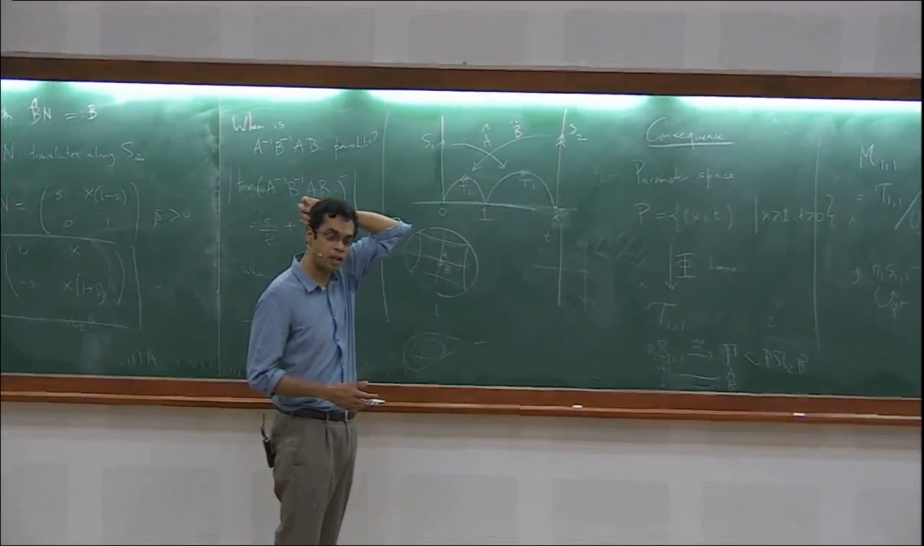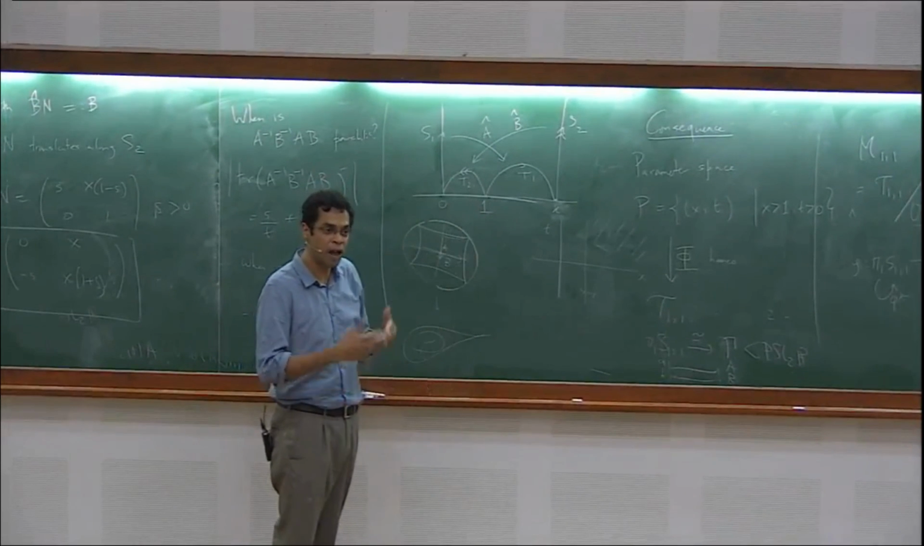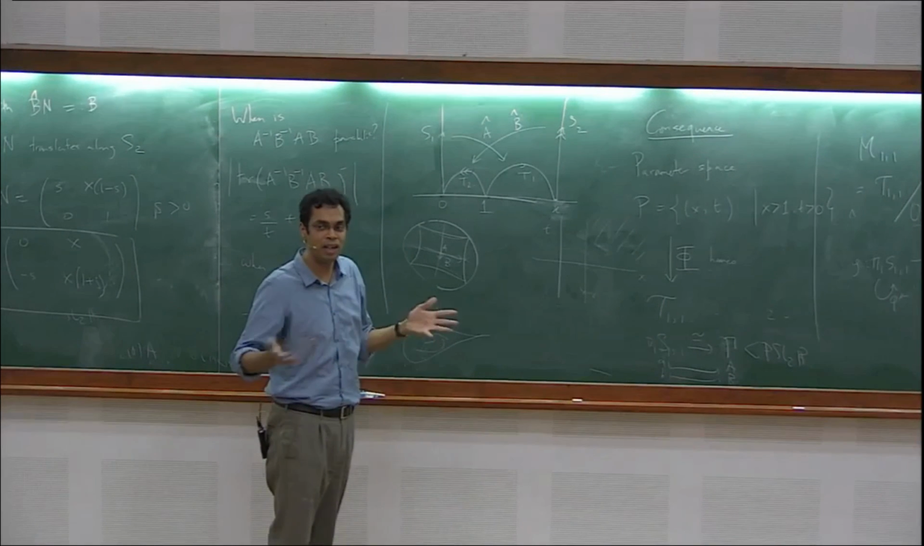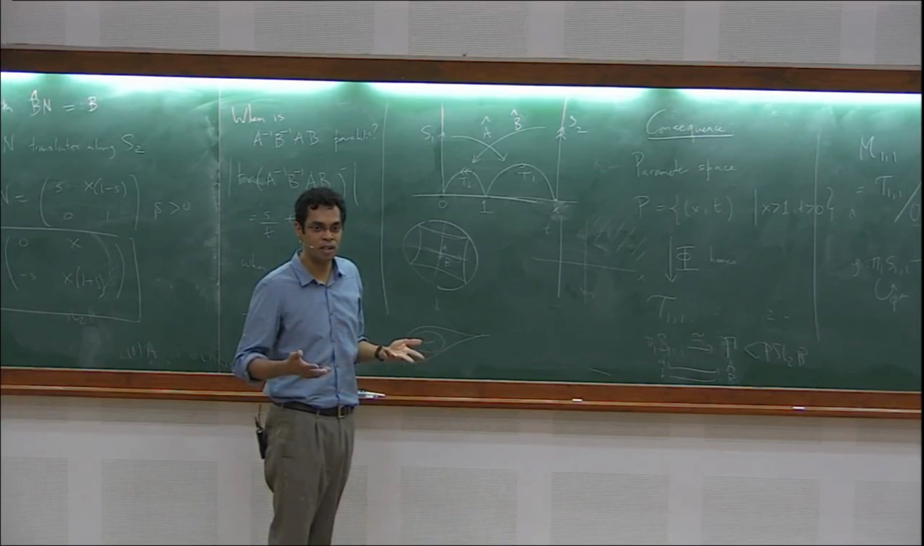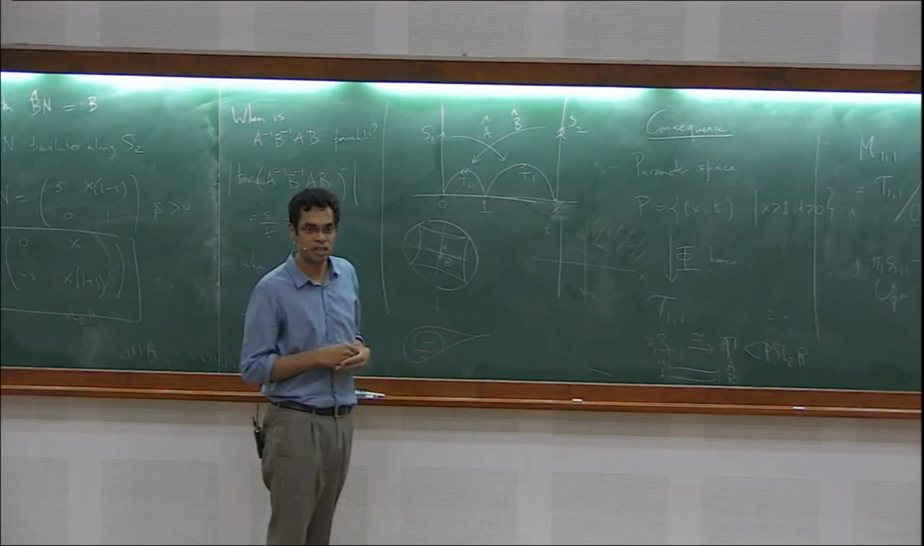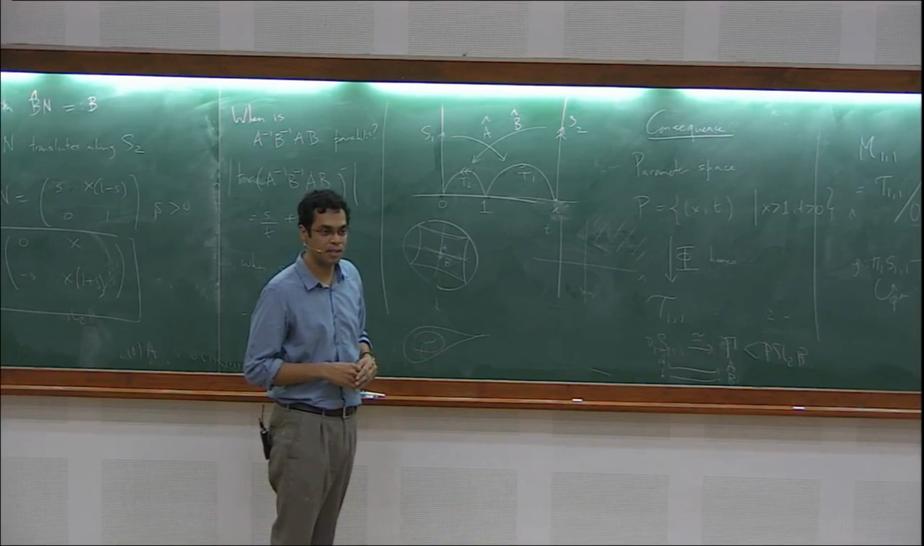And you can do it not just for the once-punctured torus, but for any genus and with any number of punctures. As long as the Euler characteristic is negative, it will have a hyperbolic metric. And so you can look at Teichmüller space this way.